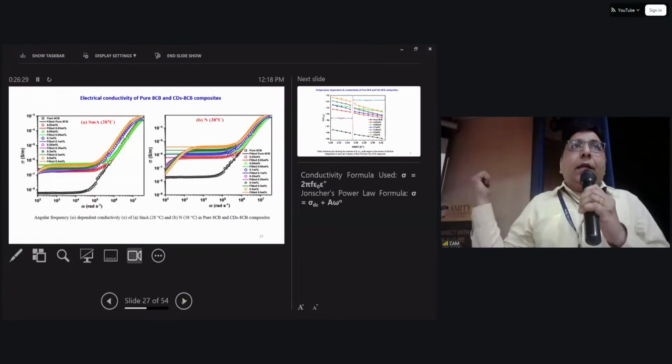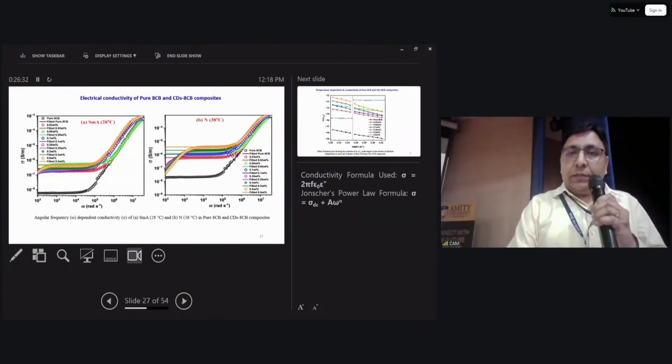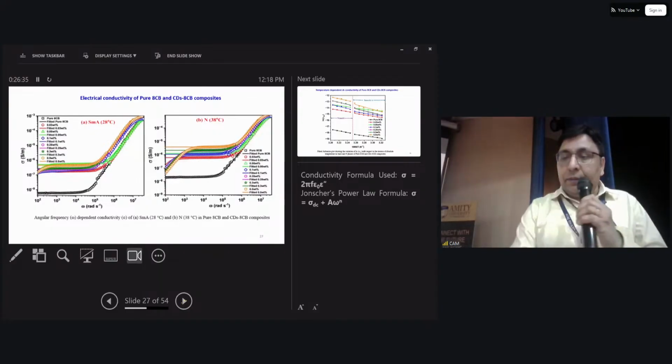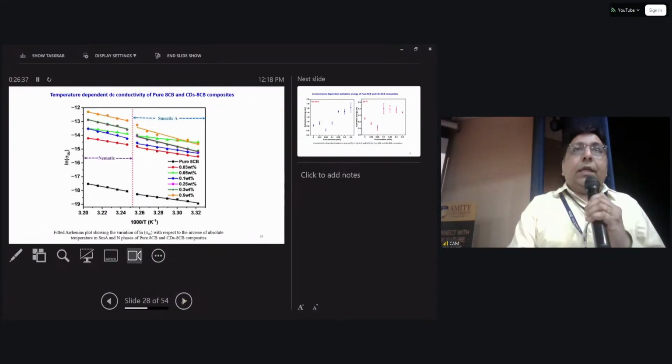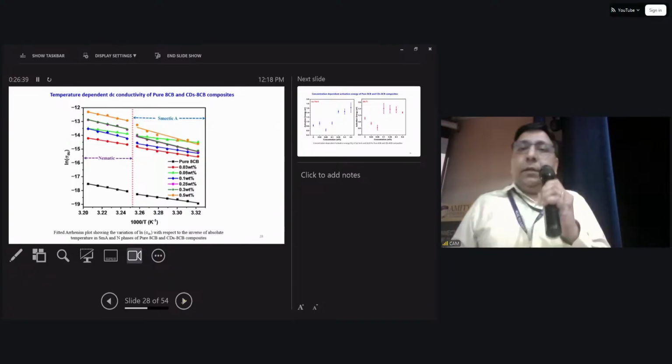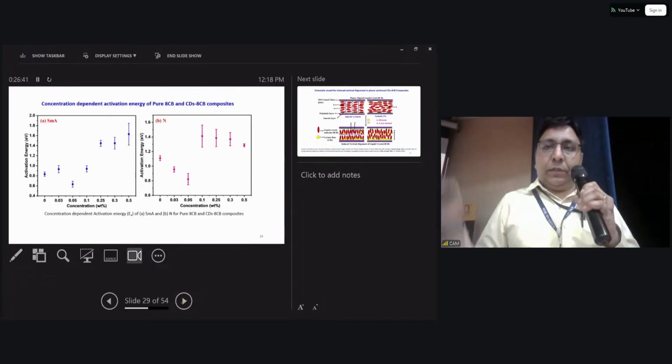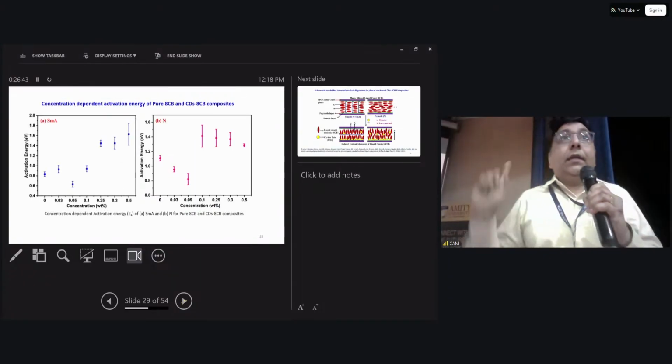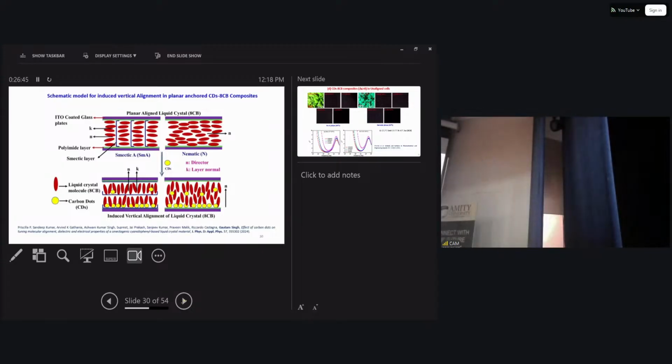This is again the conductivity behavior that I showed in the previous sample. You'll get the same kind of confirmation over there. This is again the thermal behavior of conductivity, and we plotted the activation energy also. Then next, this is a good point to discuss here again. Please look at the screen.